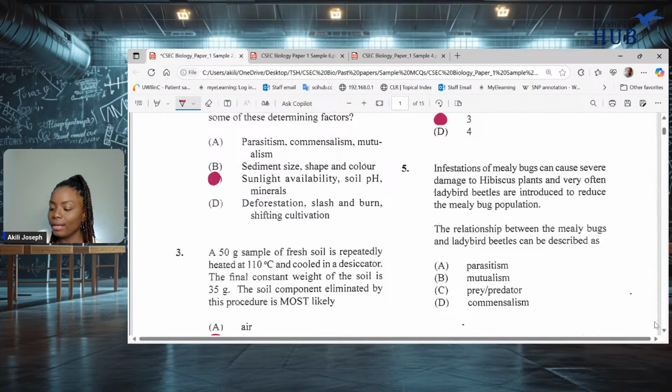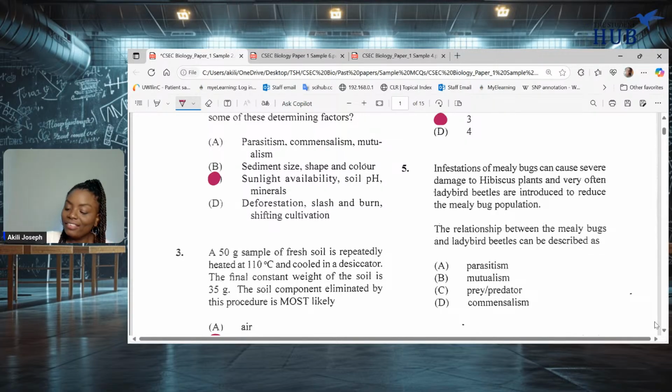Infestations of mealybugs can cause severe damage to hibiscus plants, and very often ladybird beetles are introduced to reduce the mealybug population. To be quite honest, I know I teach bio, I love bio, but you see me in the mix with all of these beetles and mealybugs, I'm good.